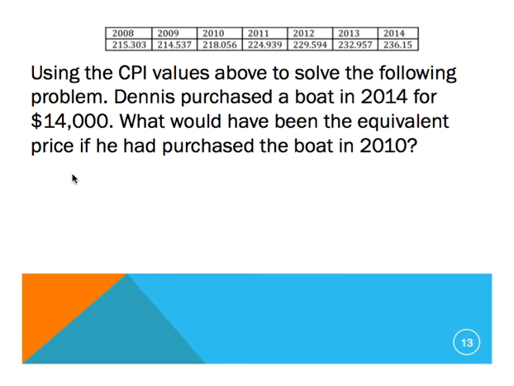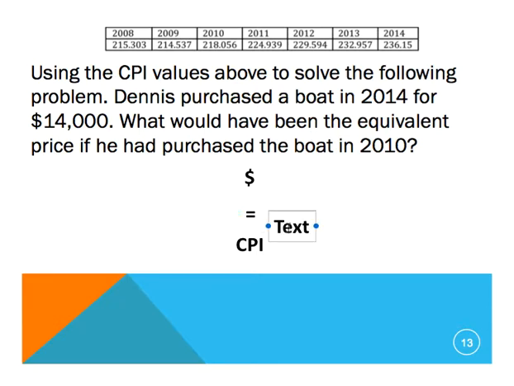Okay, so using CPI values from above, solve the following problem. Dennis purchased a boat in 2014 for $14,000. What would have been the equivalent price if he had purchased the boat in 2010? If you remember how we typically set these problems up, I like to put dollars up on the top and my CPI values down below. We are going to set up two proportions that are equal to one another.